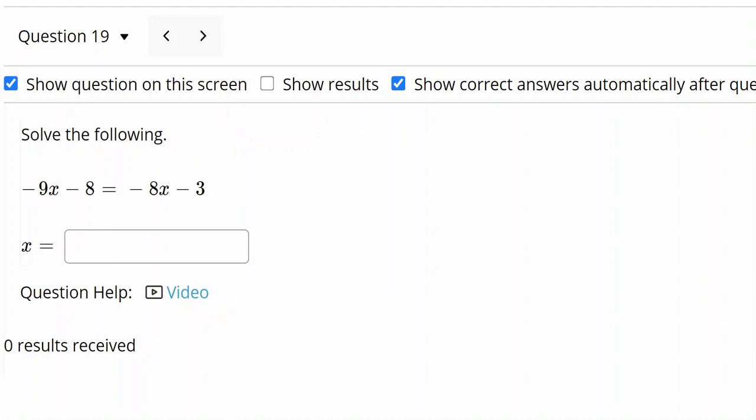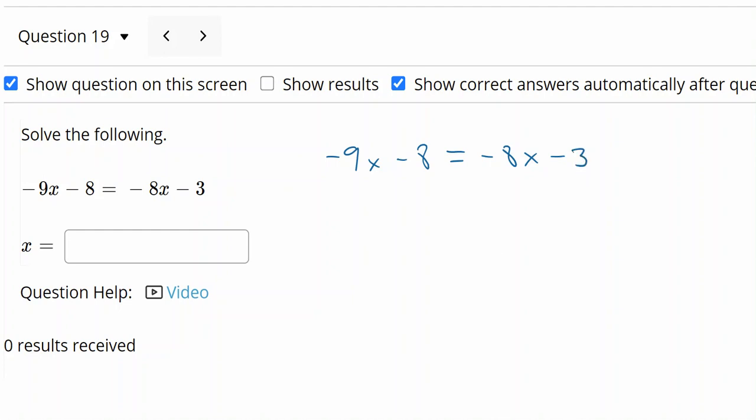All right, so now, tricky little situation here. We'll walk through these steps. So negative 9x minus 8 is equal to negative 8x minus 3.